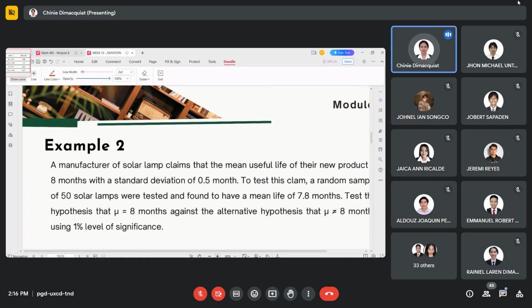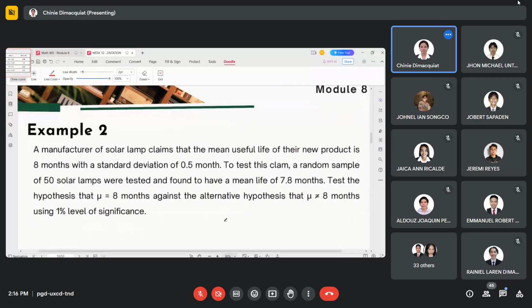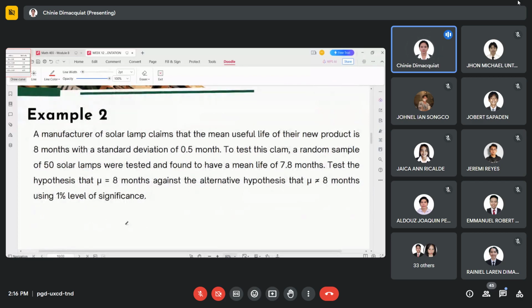So, yung ating first step, kailangan nating i-state null and alternative hypothesis. Since given na siya, madali na nating ma-identify. Yung may equal, yun yung ating null hypothesis. And itong wala, or itong gumamit ng ibang mathematical symbol, ito yung ating alternative hypothesis.